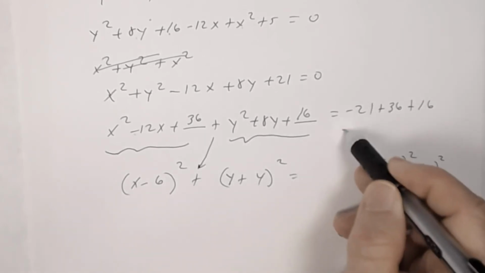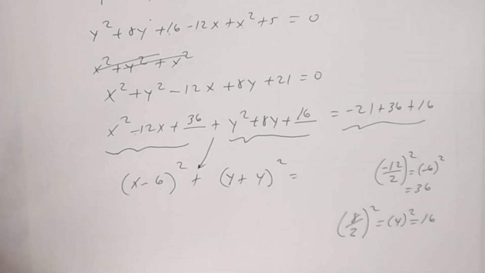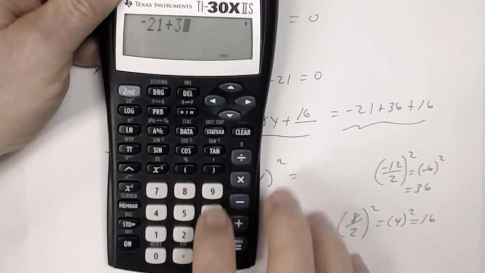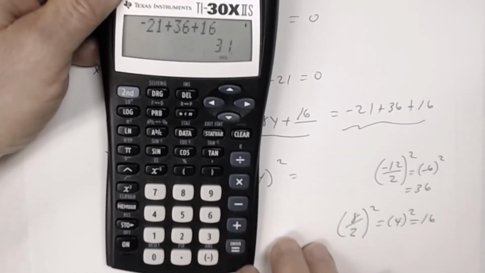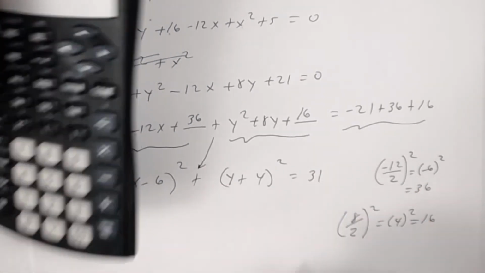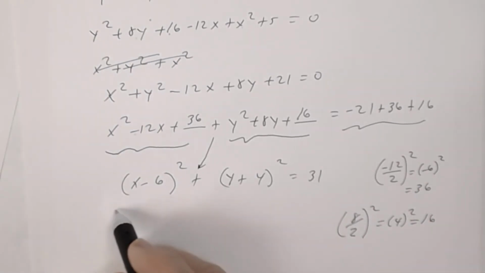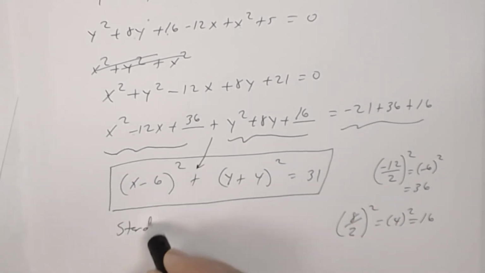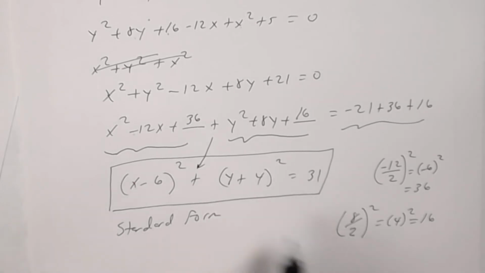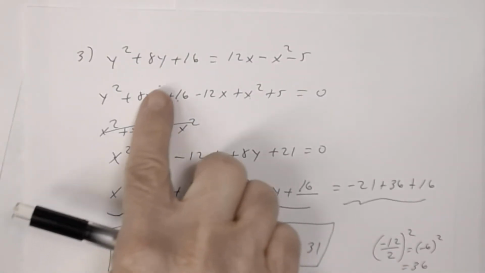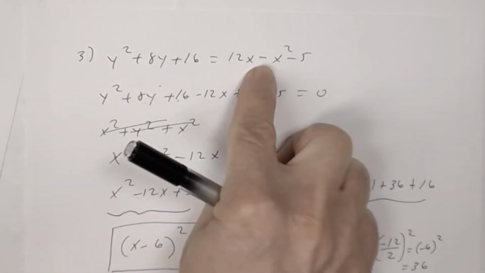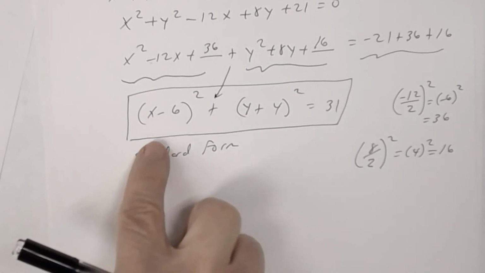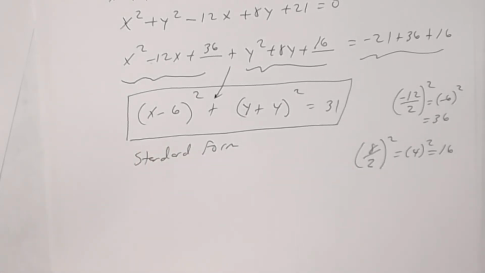And then equals, and let's go ahead and combine those numbers. So I get negative 21 plus 36, and then plus 16 equals 31. Okay. And so this right here is the equation of the circle in standard form. So this was general form right here. So I start out with this equation, wrote it in general form first of all, and then I now have it in standard form. Okay?